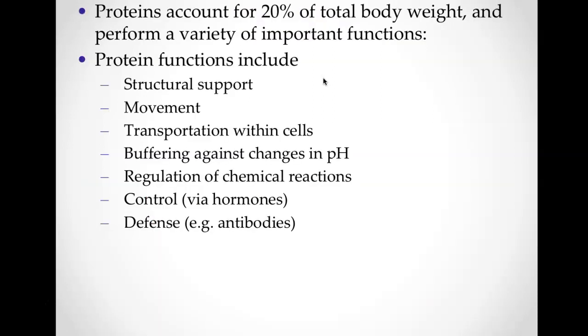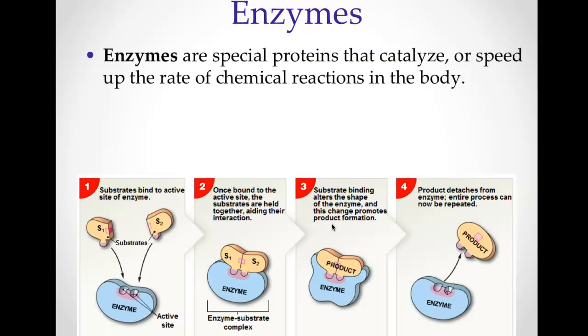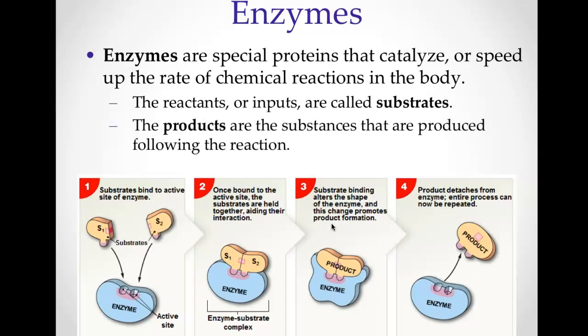Enzymes are one thing. So if you look back here, regulation of chemical reactions, I'm going to talk about that for a second. Enzymes are special proteins that catalyze or speed up the rate of a reaction in the body. And so the reactants are called the substrates, and the products are what are produced following a reaction. And so we are going to talk about enzymes in greater detail in a few days, but I just wanted to mention the folding of an enzyme, because an enzyme is a catalyst for a chemical reaction.